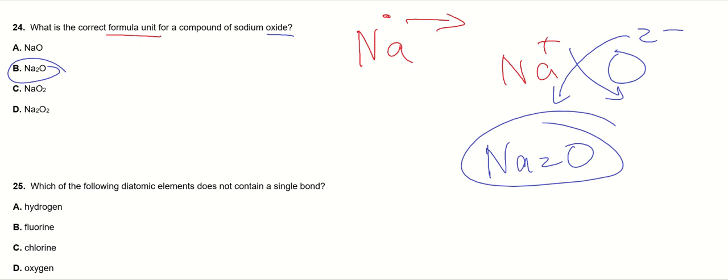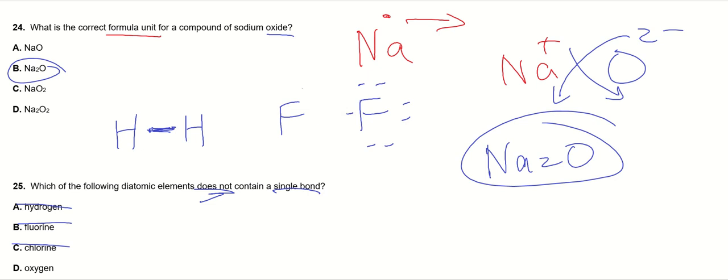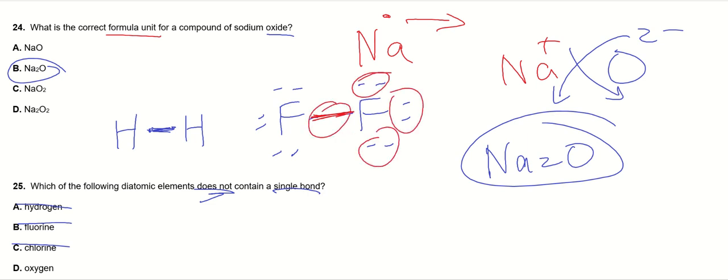Which of the following diatomic elements does not contain a single bond? Hydrogen definitely does, because right there. Fluorine, chlorine, they're both halogens, so they're going to also. Let's just do one of them. They're going to have 1 bonding pair. That'll give them 8. You can count them up. There's 2, there's 4, there's 6, and there's 8. So there's no need for it to create another bond. All right, oxygen is going to be the answer.